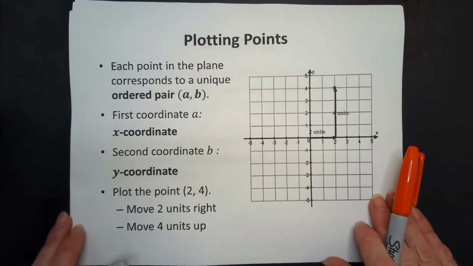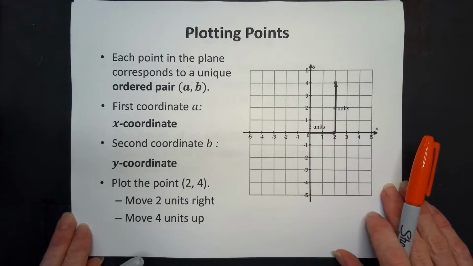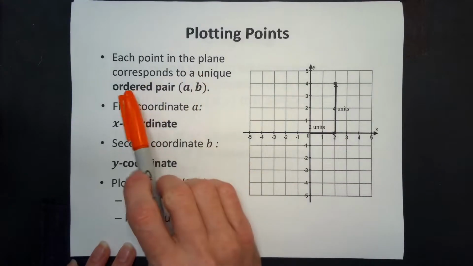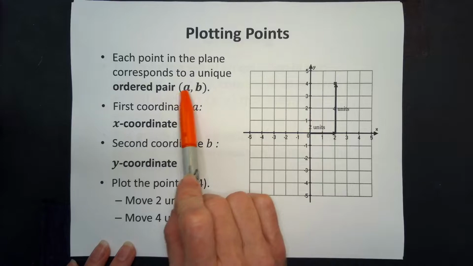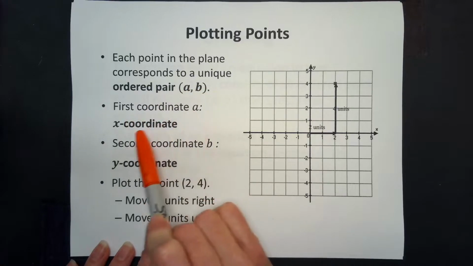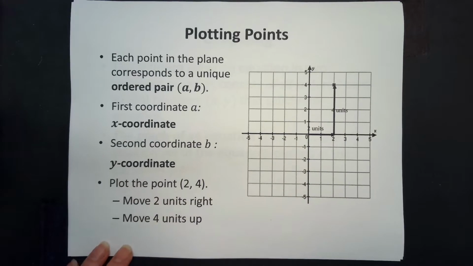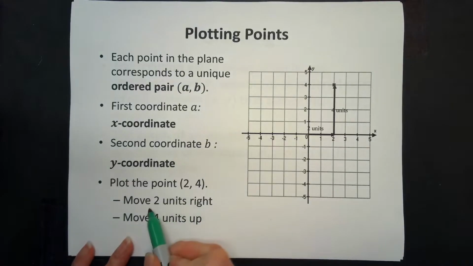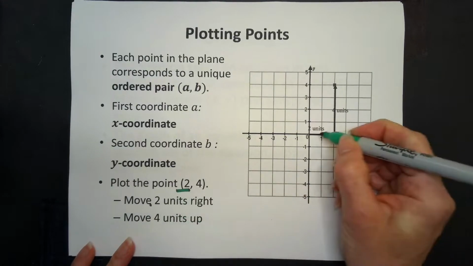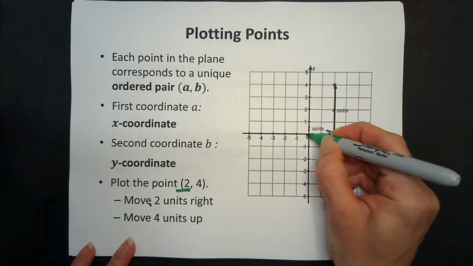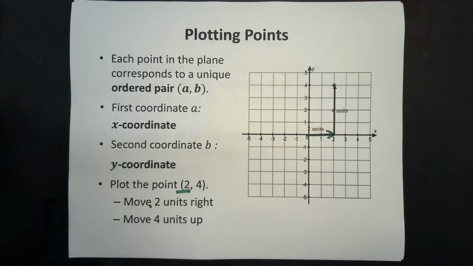Plotting points, like the alphabet, you do the x-coordinate first. Each point in the plane corresponds to a unique ordered pair (a, b). The first coordinate a is the x-coordinate. The second coordinate b is the y-coordinate. So if we plot the point (2, 4), let me use the same colors I used before. Horizontally, we move 2 units to the right, 1, 2 units, and then 4 units up.